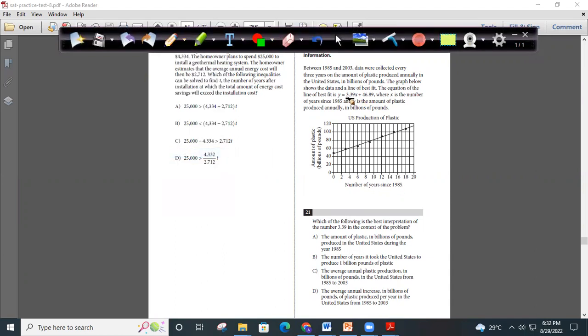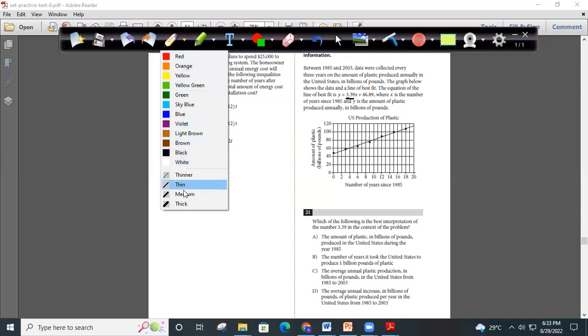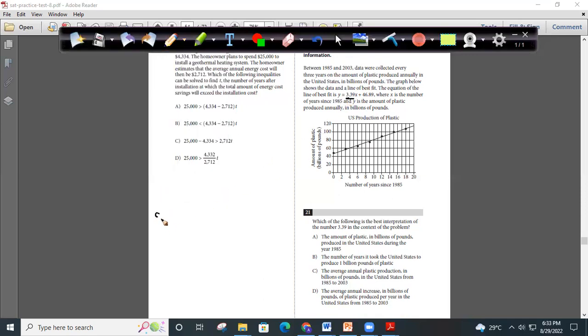Okay, so what is the meaning of 3.39? Just see this. What is the meaning of 3.39? 3.39 is the slope here. What is the slope? The amount of plastic produced in billions of pounds.